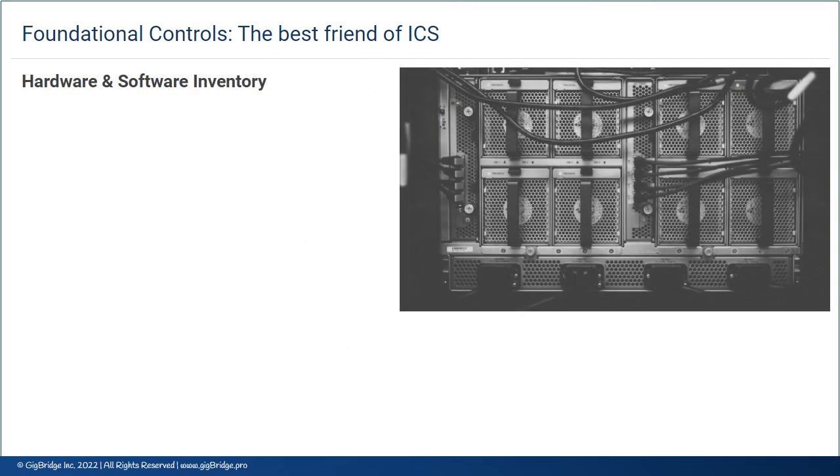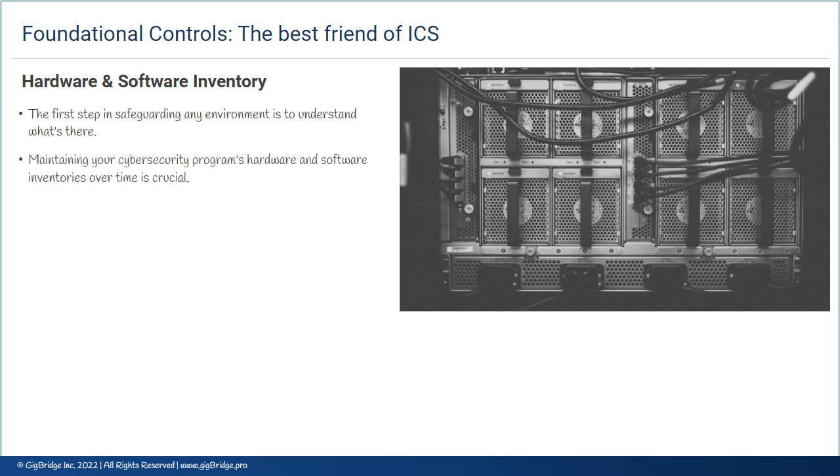Hardware and software inventories. Knowing what's in the environment goes without saying, yet it's one of the most basic stages towards safeguarding it. How do you protect something you don't know about? If you don't already have one, your first goal should be to create an accurate asset inventory that includes both hardware and software. It's vital for your cybersecurity program to keep track of this inventory over time.